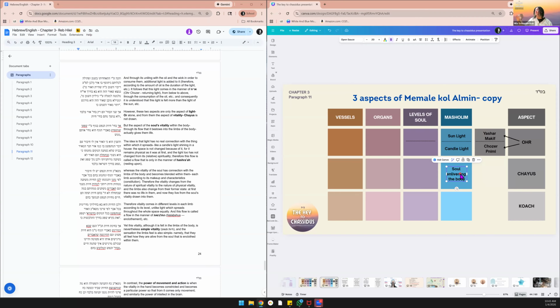Okay, so now the soul enlivening the body, we can't really minimize it. Why? Because it's not just the mashal of the soul. If we're just going to say the soul, it could be a mashal to many different things, but we need the aspect that specifies what aspect of the soul we're using as a mashal. That is the soul enlivening the body. So that's why these are essential words. Okay, amazing.